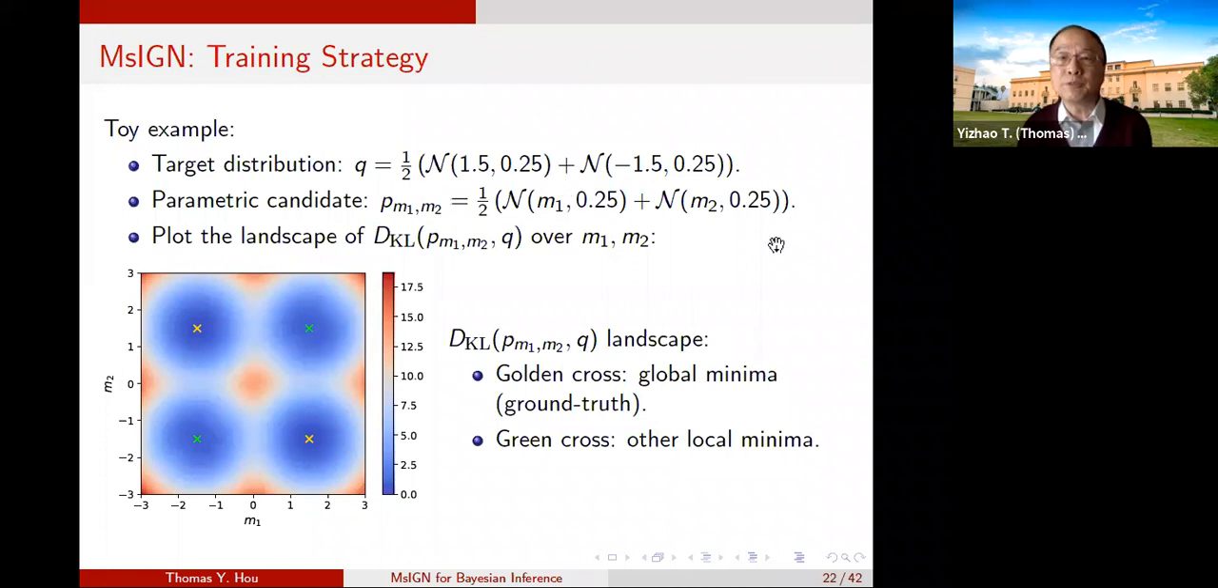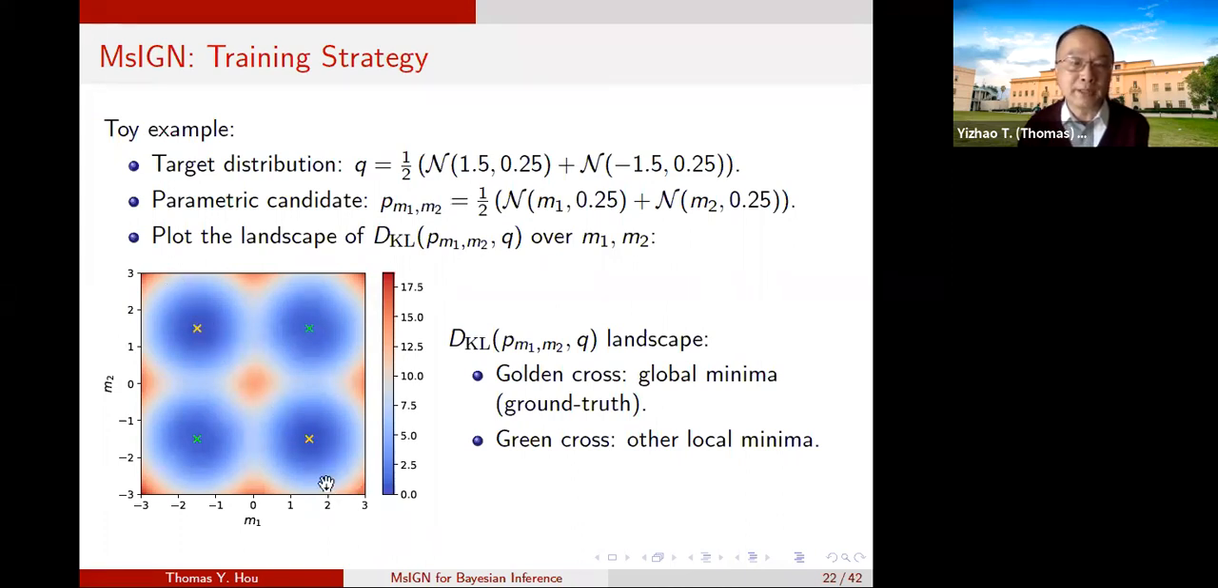Even if you assume you know the variance exactly, if you compute the KL divergence for this candidate posterior, and compute the discrepancy between P, M1, M2, and Q, you find that this is the energy landscape for this KL. You can see that the golden cross is the global minimum, the true minimum, the ground truth.